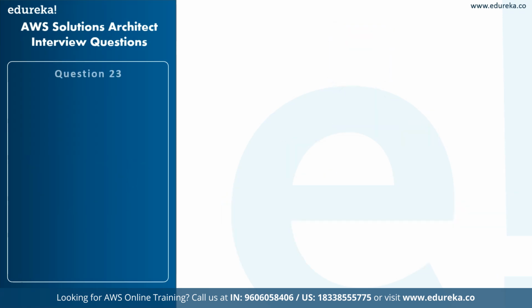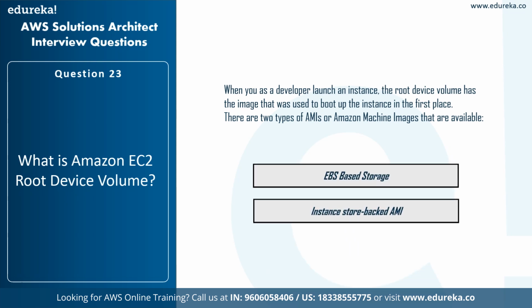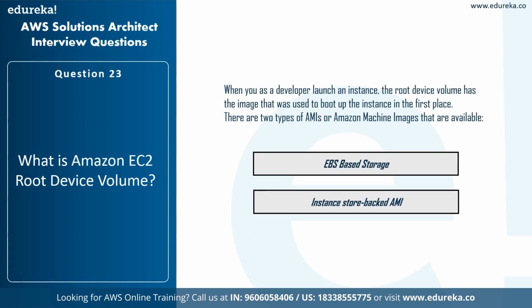Now moving on to the next question, what is the Amazon EC2 root device volume? When you as a developer launch an instance, the root device volume has the image that was used to boot up the instance in the first place. There are two types of AMIs, or Amazon machine images, available. First, we have the EBS backed AMI, that is elastic block storage, and then we have the instance store backed AMI. So this is what the Amazon EC2 root device volume is all about, and also the two types of AMIs available.